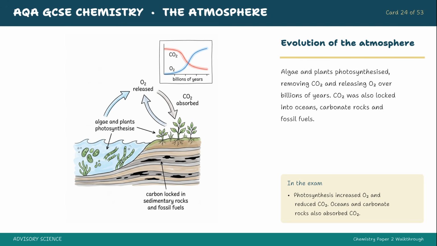How the atmosphere changed. Two main changes turned that early atmosphere into the one that we breathe today. First, oxygen increased. About 2.7 billion years ago, algae and then plants evolved and began photosynthesis, taking in carbon dioxide and releasing oxygen. Over billions of years, this slowly built up enough oxygen for animals to evolve.